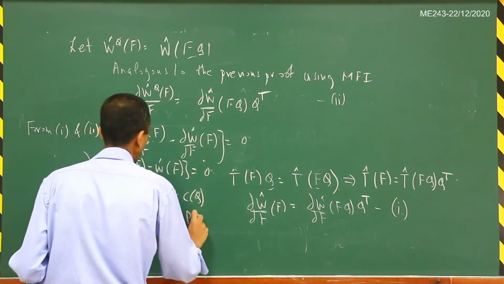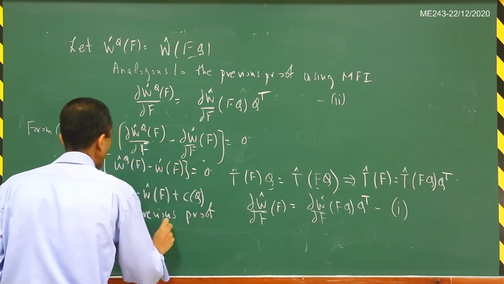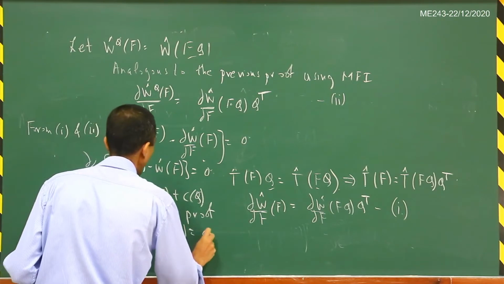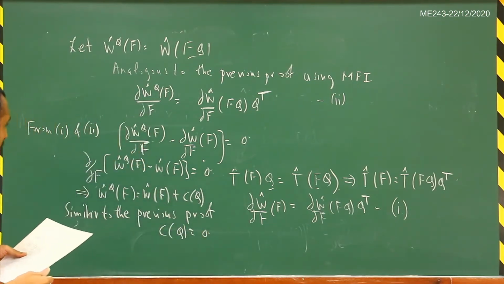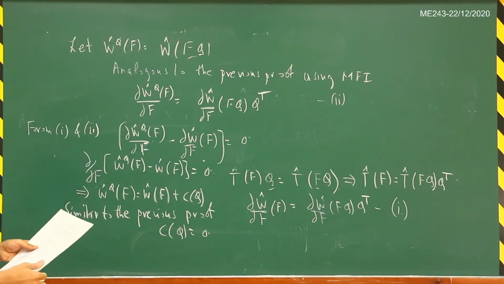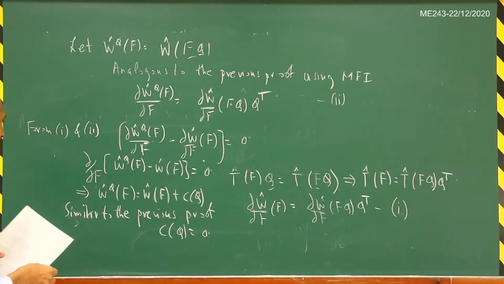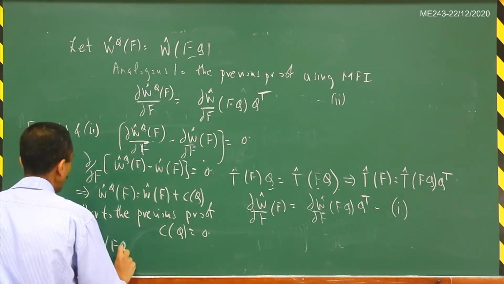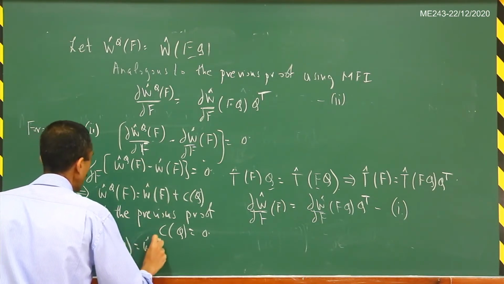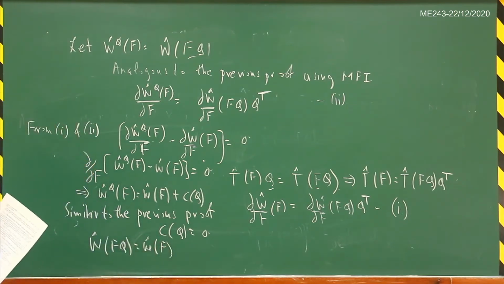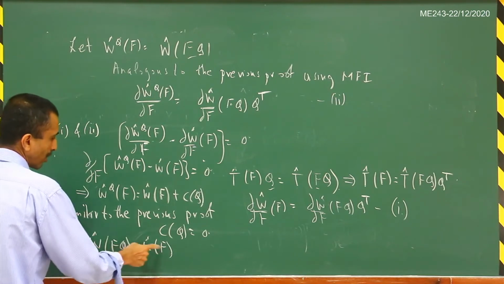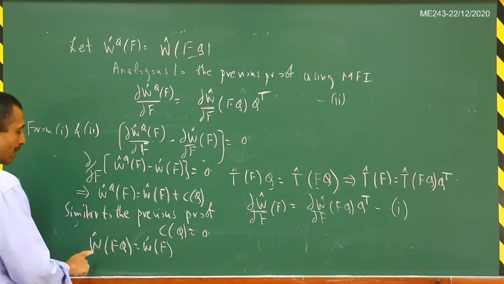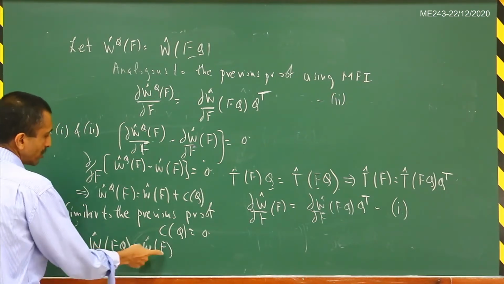Proof, you will get that C of Q is equal to 0. And that is why you will get that W hat of Q of F is equal to W hat of F. So basically now what you have got is W hat of FQ is equal to W hat of F. Okay, so in MFI we had W hat of QF is equal to W hat of F, and now for isotropy you have W hat of FQ is equal to W hat of F.